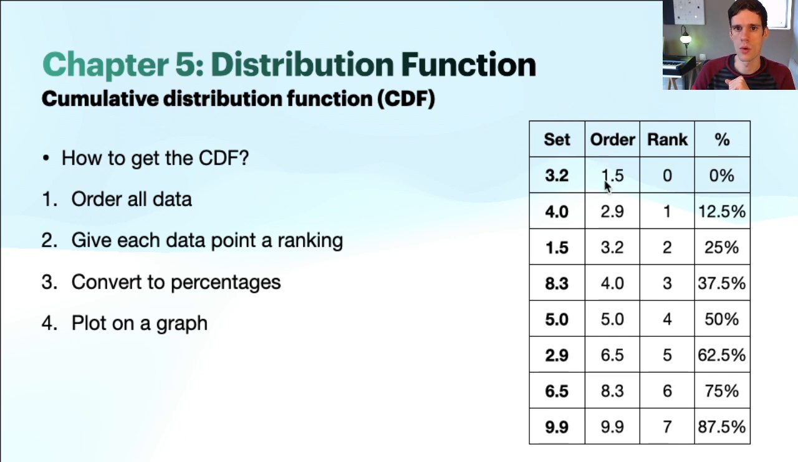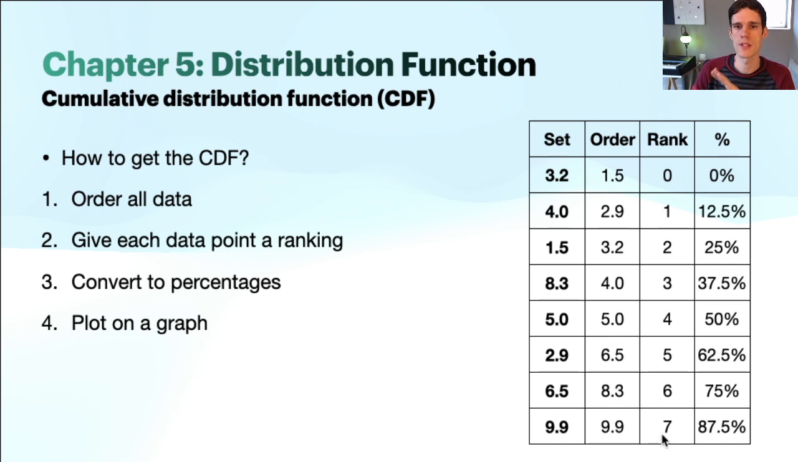We see that we go from 1.5, 2.9, all the way ever increasing to 9.9. Then the second step is to give each data point in our ordered set of data points a ranking, a number indicating its position in the list. In the third column, we see how this goes. So our first element will be rank 0, the second element will be rank 1, and all the way to the largest number, which we will give rank 7.